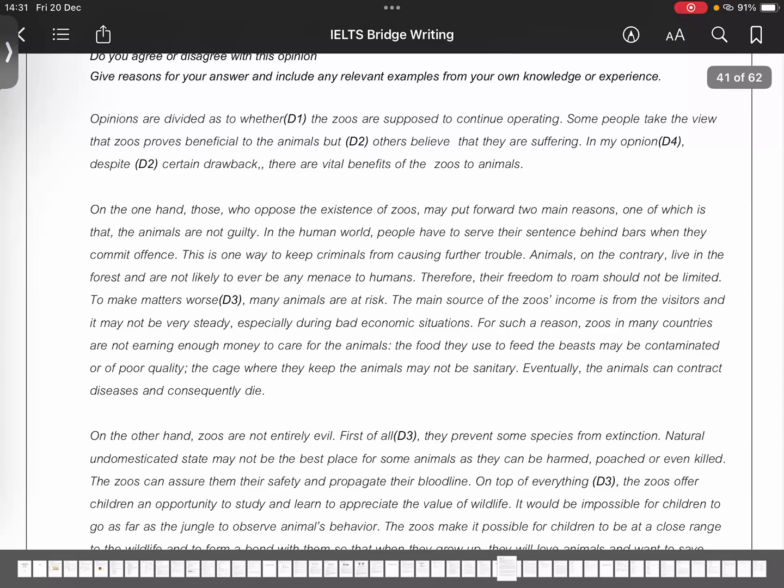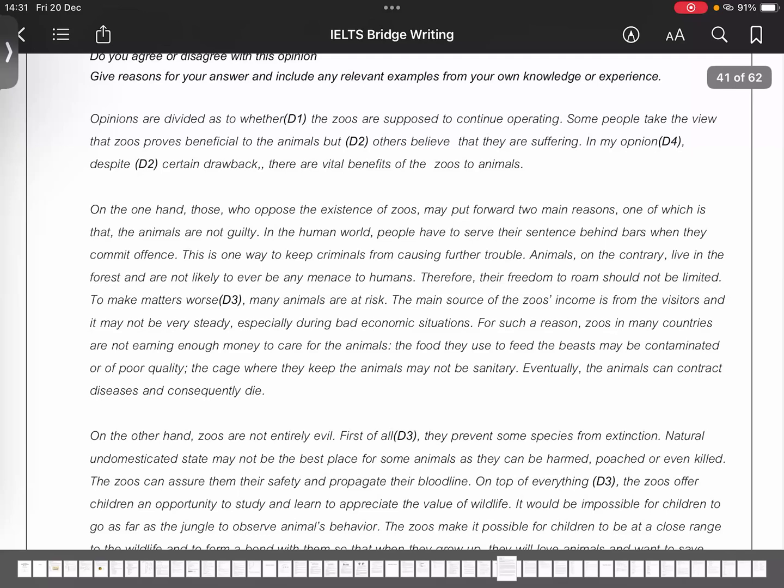if you compare to humans, when humans commit crimes, okay, when they do something illegal, when they break the law, what could happen to them is that they could be sent to jail, right? They could be in prison. They could serve years of sentence. "This is one way to keep criminals from causing any further troubles." That's true, okay?